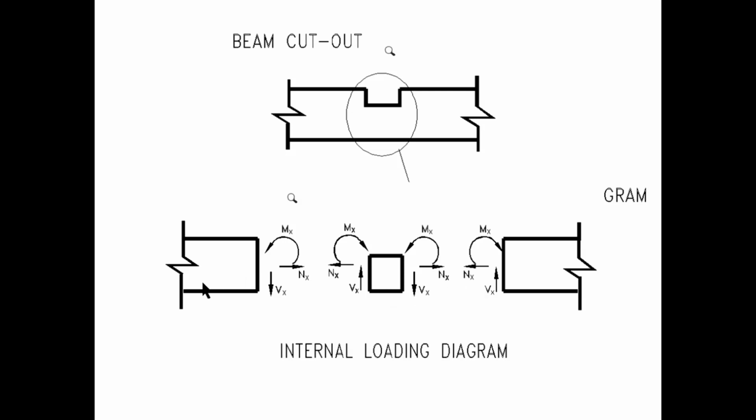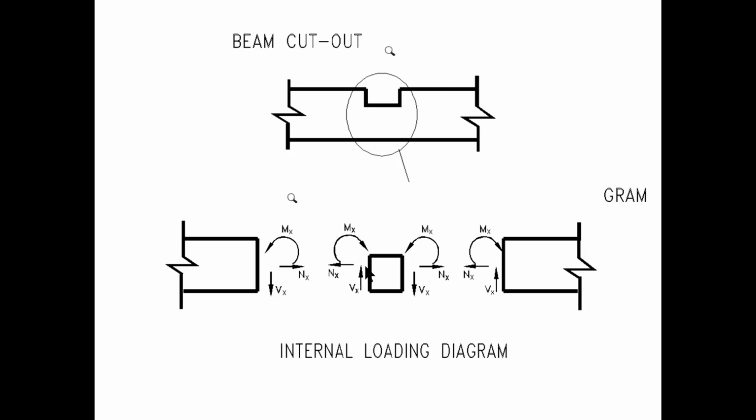The left side, on the full depth of the section, we have anti-clockwise moment, shear force down, and normal force outwards. Then looking at the right side of the cut, we have equal and opposite forces, clockwise moment, shear force up, and normal force tension to the left.